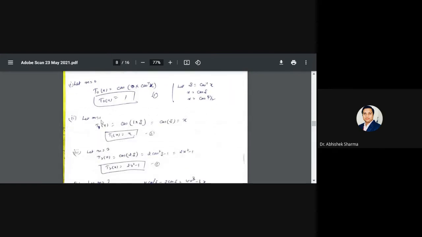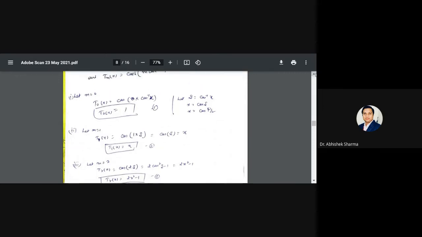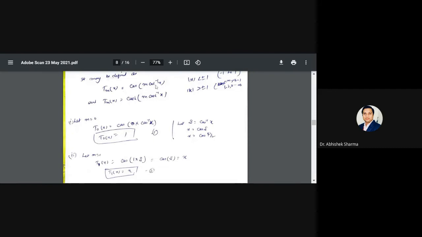Now m is equal to 1. So T1x is equal to 1 multiplied by cos inverse x. Let cos inverse x be equal to delta. So from here x is equal to cos of delta, and delta is equal to xi by 2, so it is equal to cos xi by 2. So here T1x is equal to cos 1 into delta, and from here cos delta is equal to x. So T1x is equal to x.